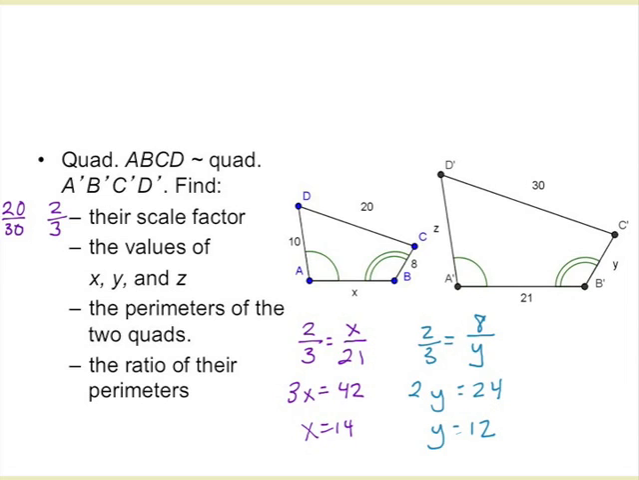To solve for z, we begin with the same scale factor of 2/3. Z is in the second figure, so it will go on the bottom. And what does it match with? 10. Then we are going to cross multiply: 2 times z, 3 times 10 is 30, divide, so z is 15.